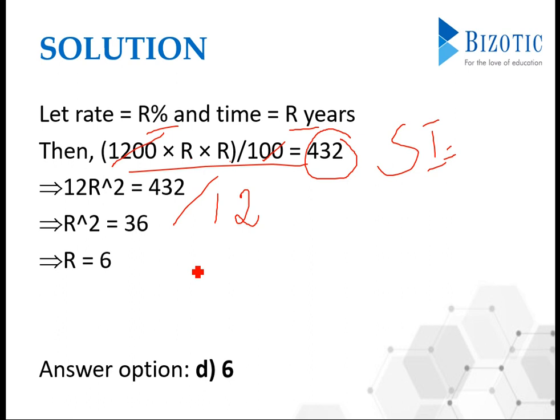And if they ask you for how many years, there is nothing to get confused about, because the rate of interest is the same as the total number of years. So 6% will be the rate of interest and 6 years will be the total number of years. Any way they can ask you the question. I hope this is clear, and let's move on to the next problem.